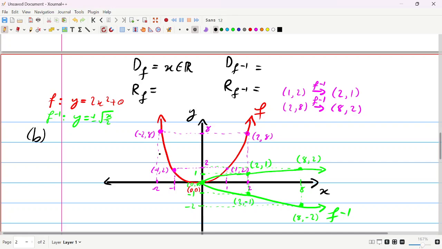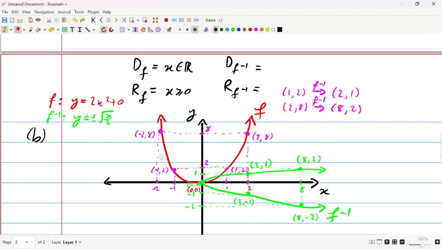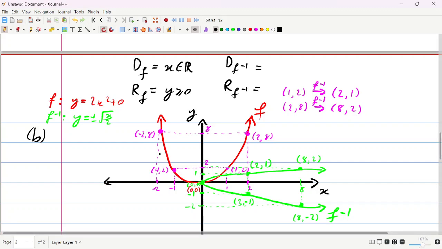The range is from where x is greater or equal to 0, because it starts from the origin and it goes all the way up. And why did I say x, by the way? What is wrong with me? The range works with y. So y is greater or equal to 0. Sorry about that. But what about the domain of the inverse?